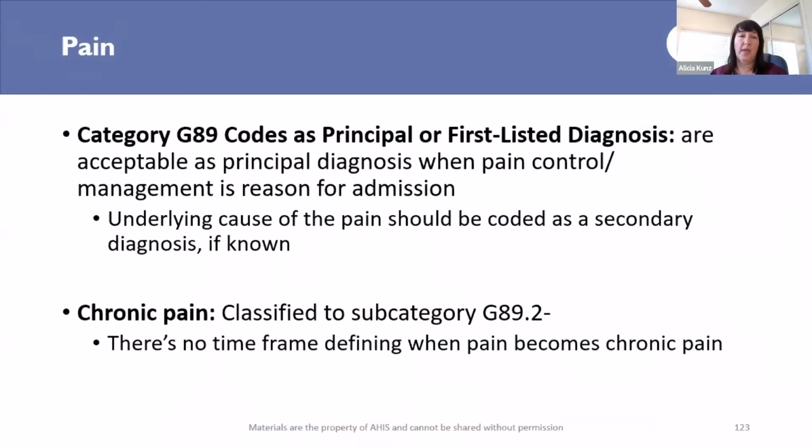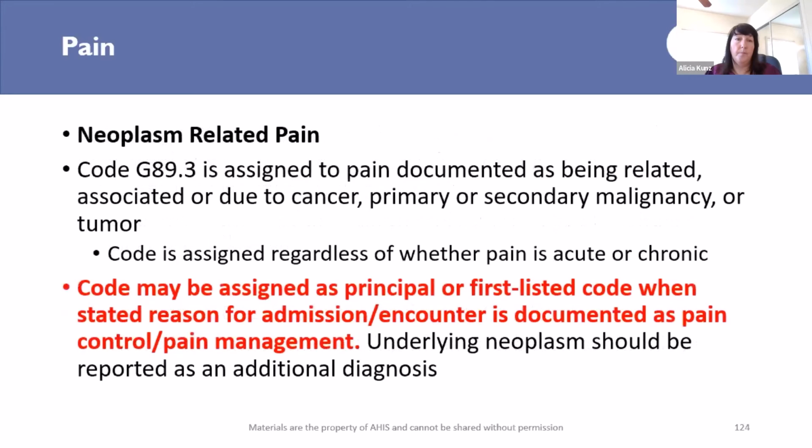Pain, category G89. You can code pain as a principal diagnosis when the pain management is the reason why they're being admitted. And then, of course, your underlying cause of the pain, you want to code that as a secondary diagnosis. Chronic pain: we don't have hard and fast rules for a time frame for defining when pain becomes chronic. It really just depends on what your physician is documenting. So if your physician documents they've got chronic pain, you can then assign a code from category G89.2. Next.